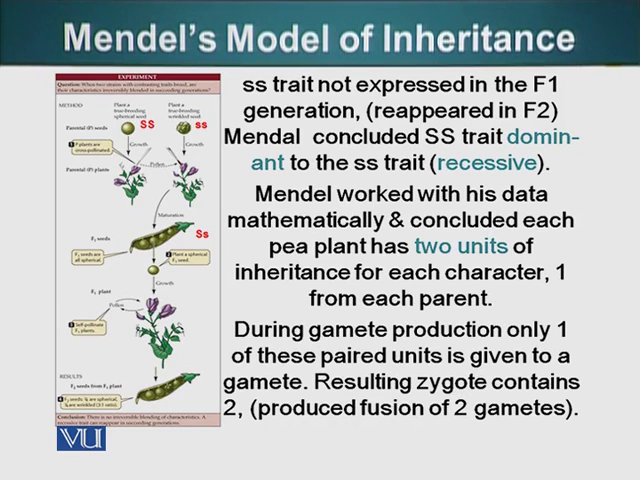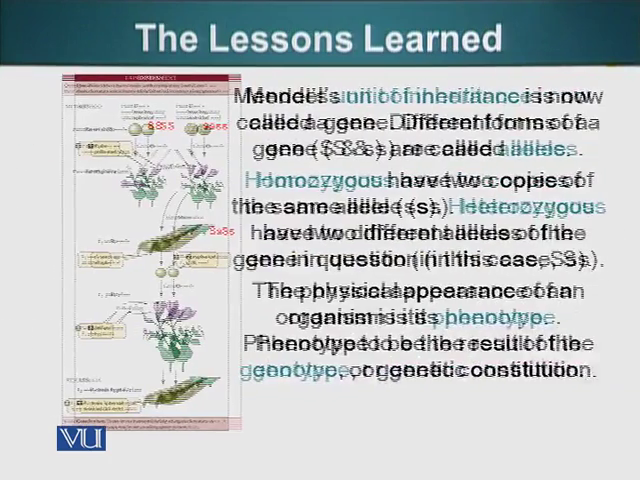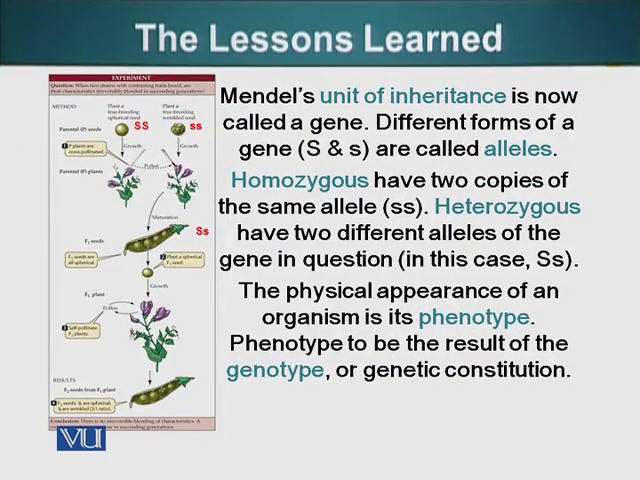When we cross them, as we have said that 1 unit comes from both parents, the resulting F1 plant would have capital S, small s. So that is why, since the capital S is dominant, all the seeds were spherical and none of them were wrinkled. Of course, today we know that the unit of inheritance or the genetic particle is basically the gene. Today that's what we call them.